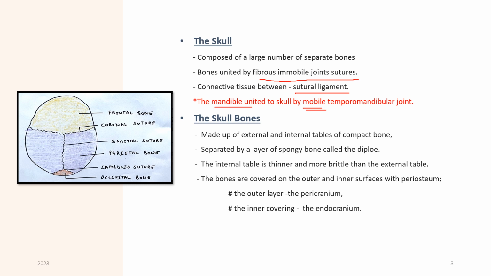The skull bones are made up of external and internal tables of compact bone. They are separated by a layer of spongy bone called the diploe. This is again an MCQ point. The internal table is thinner and more brittle than the external table. The bones are covered on the outer and inner surface with the periosteum. Now the outer layer is referred to as the pericranium and the inner covering the endocranium. All these are MCQ points.